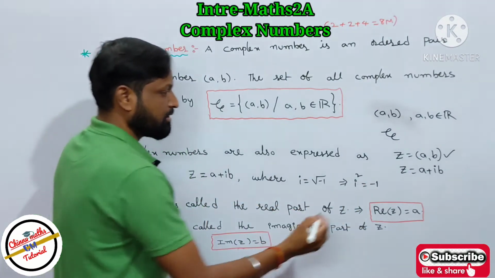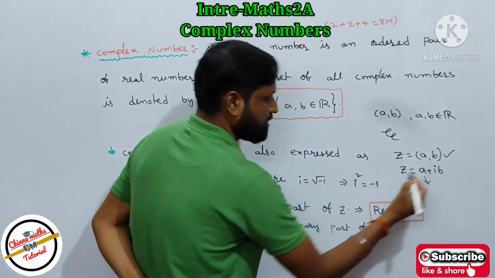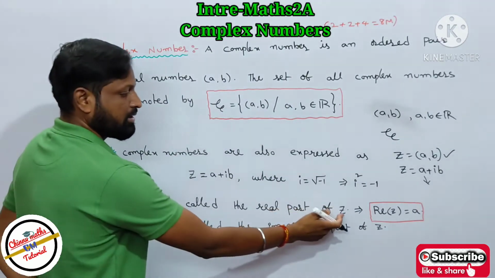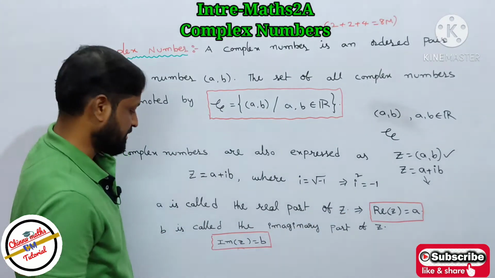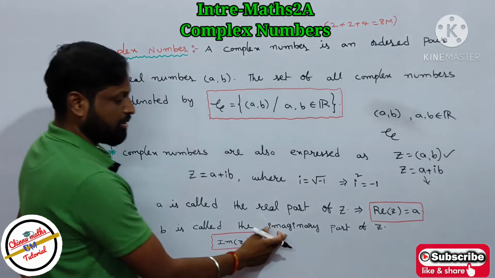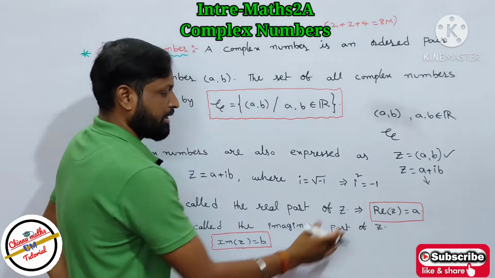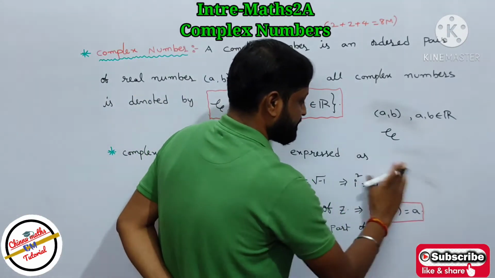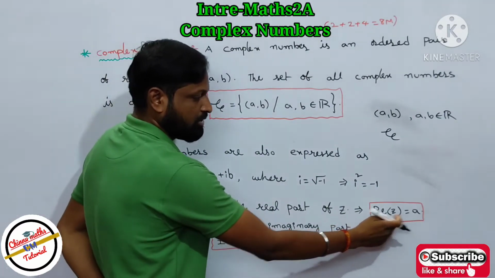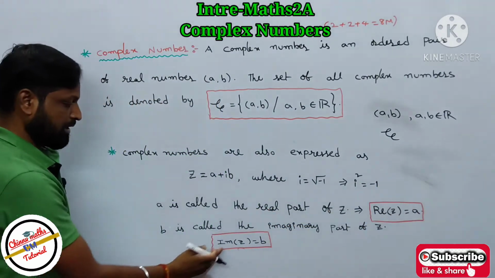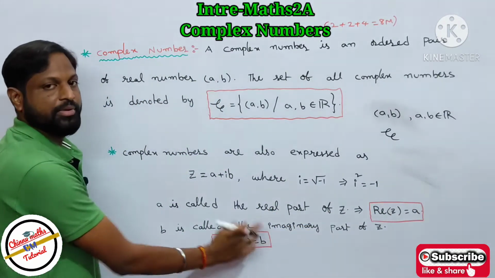Here a is called the real part of the complex number, that is z. B is called the imaginary part of the z. So the real part of the z is denoted by real part of z equal to a, and imaginary part of z equal to b.